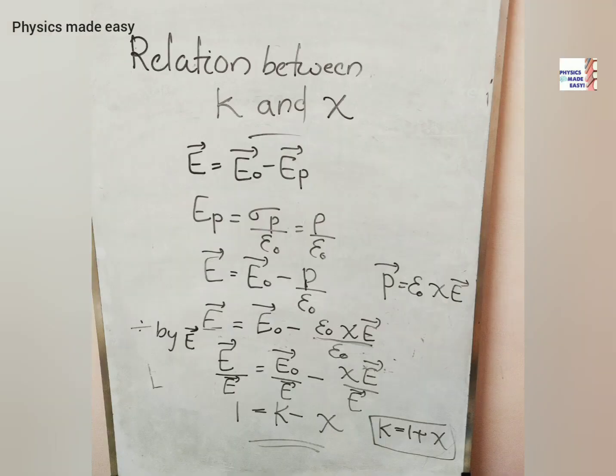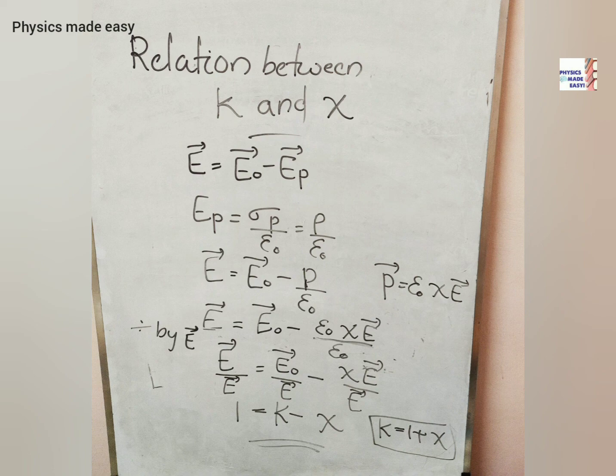Relation between dielectric constant and electric susceptibility. You know E is equal to E0 minus EP. EP is equal to sigma P by epsilon 0, which equals P by epsilon 0. From this we can write E is equal to E0 minus P by epsilon 0. Then E is equal to E0 minus, instead of P we can write epsilon 0 chi E, so E is equal to E0 minus epsilon 0 chi E by epsilon 0. We can cancel epsilon 0.